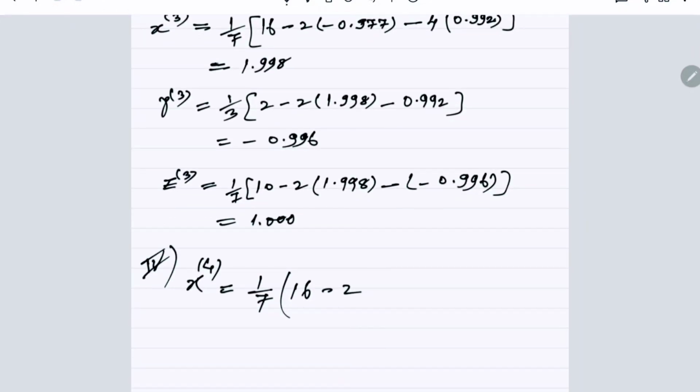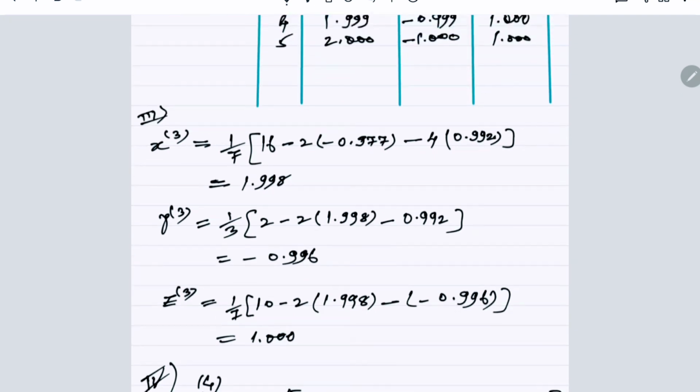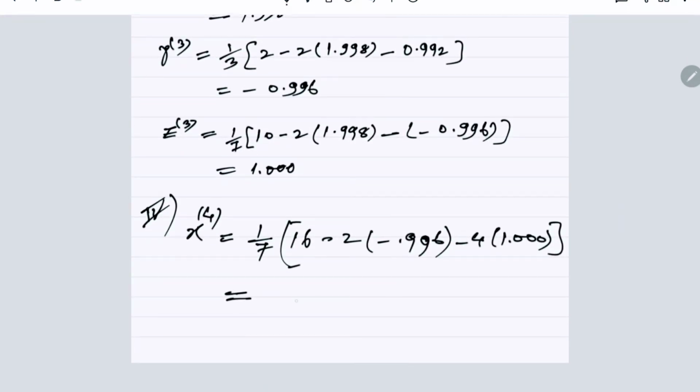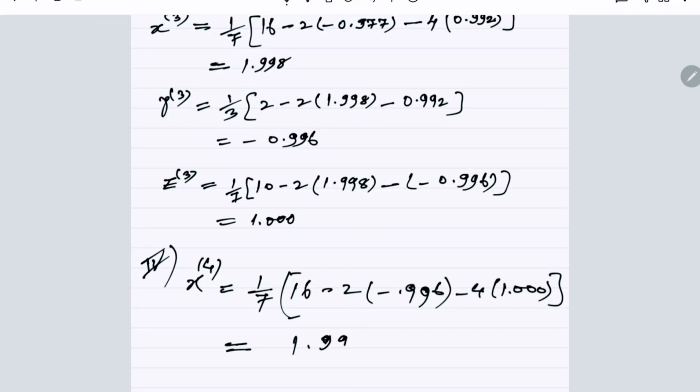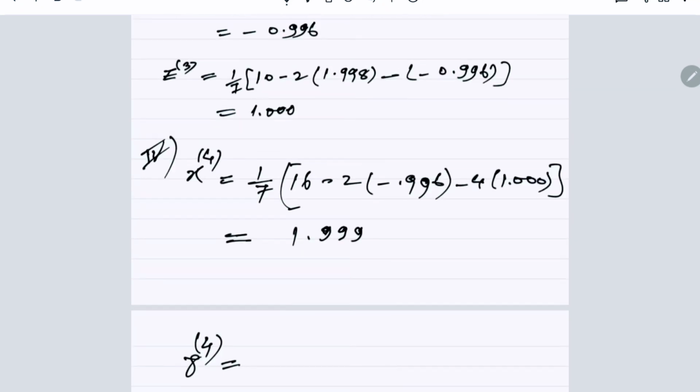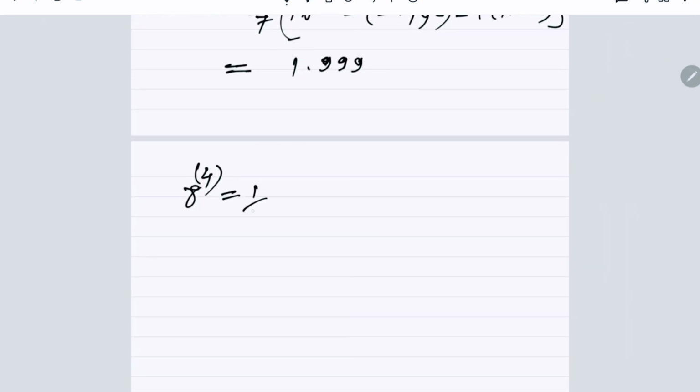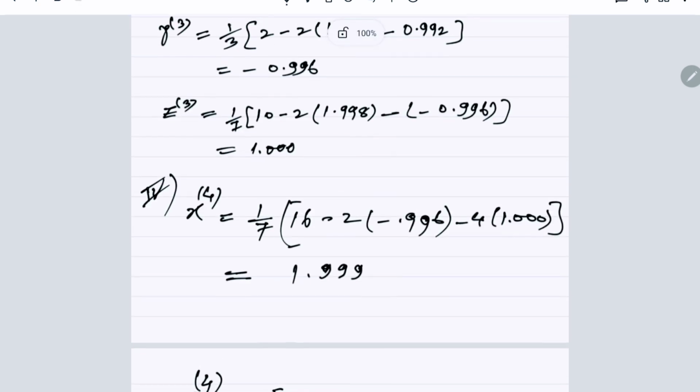And the calculation whatever I have performed, I have written here in step numbers 4th and 5th. Therefore, cross check it by performing it yourself on the calculator. So x4 is 1 by 7 times (16 minus 2 times minus 0.996 minus 4 times 1.00), the value is coming as 1.999.